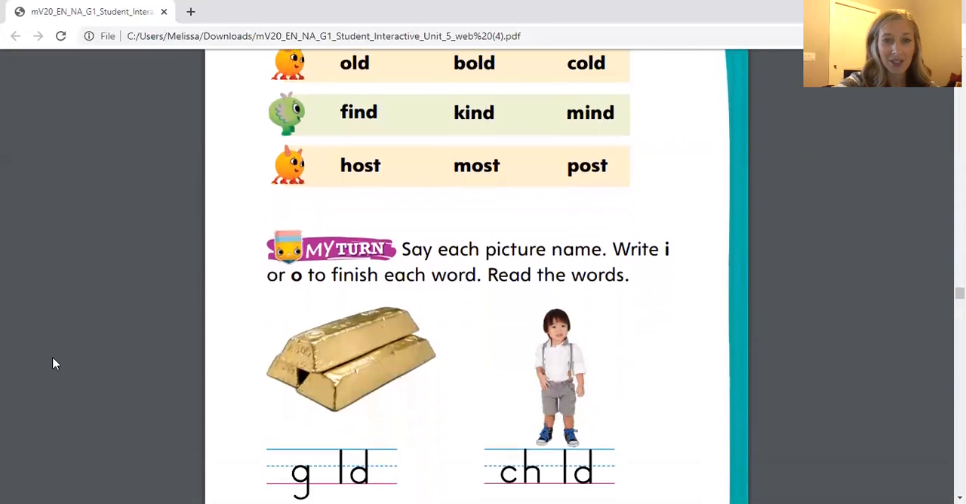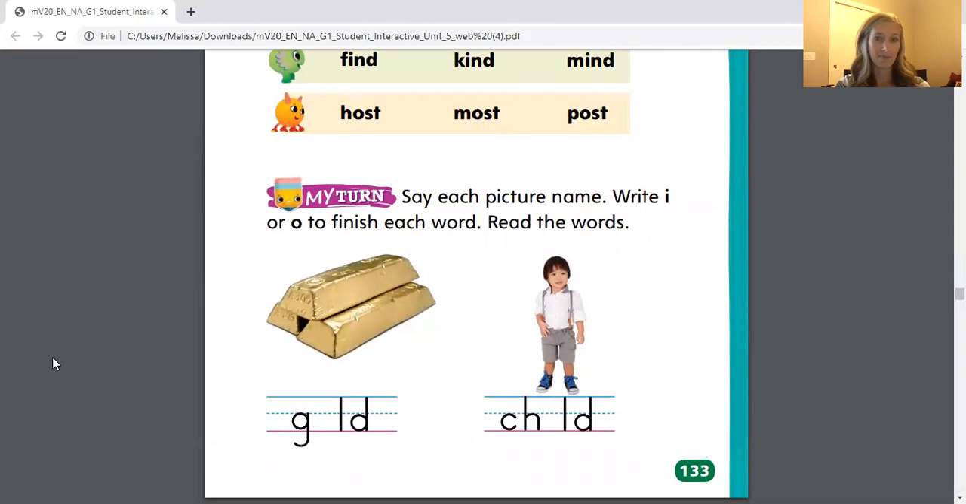All right, now for the my turn, you're supposed to say each picture name and write the letter I or the letter O to finish each word. So we need to read these words. All right, so what is this a picture of? These are bars, but what are these bars made of, or bricks? They're made of gold. Do you hear the long I or the long O? Gold. I hear the O sound, so go ahead and write an O between the G and the L.